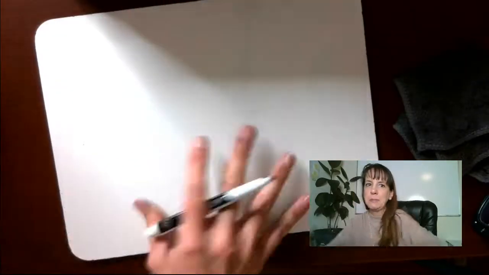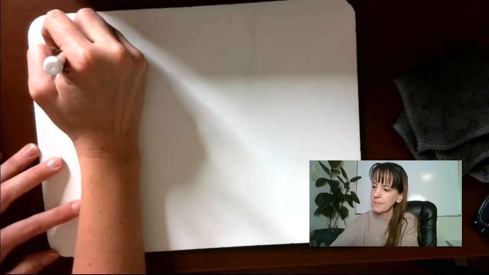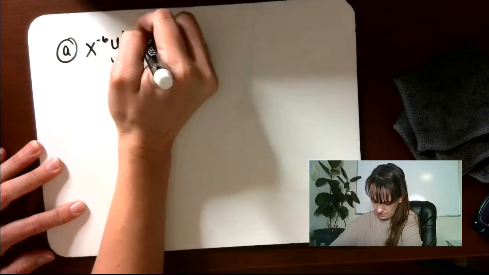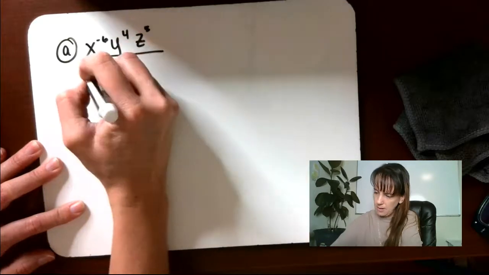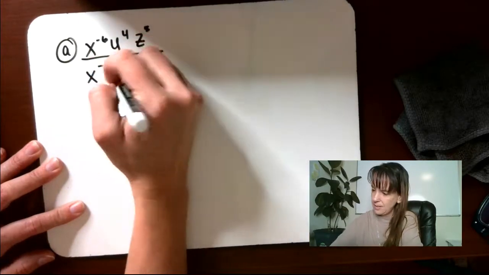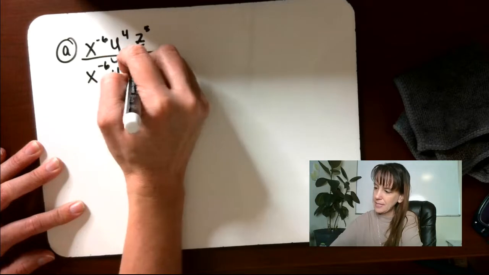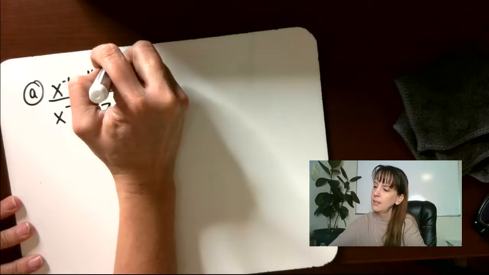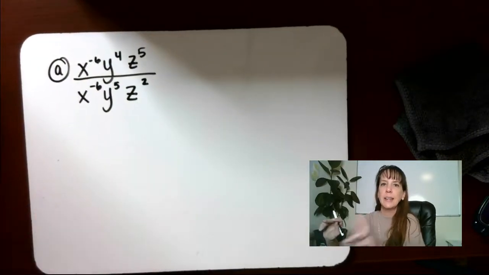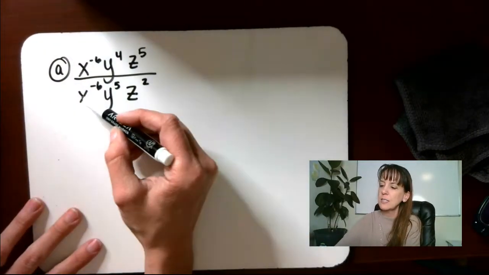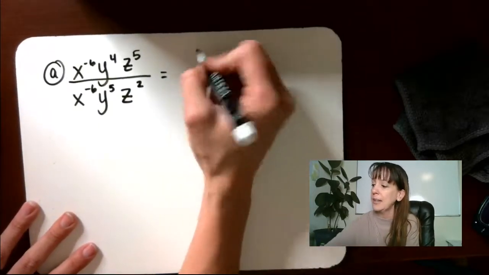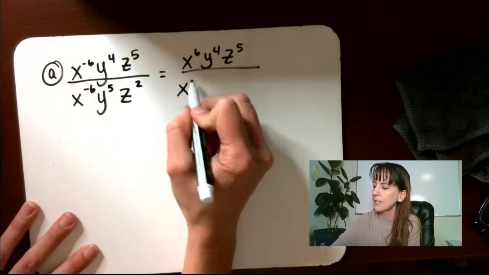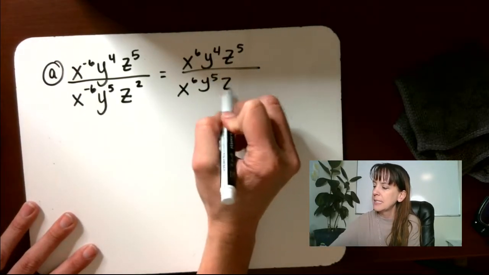All right, guys, so for A, x to the negative 6, y to the 4, z to the 5 over x to the negative 6, y to the 5, z to the 2. Okay, guys, so that's terrible. You can't really see that. Okay, so again, I like to flip everything around so I have positives. So this is going to go upstairs, this is going to go downstairs, which means you're just going to have x to the 6, y to the 4, z to the 5 over x to the 6, y to the 5, z to the 2.